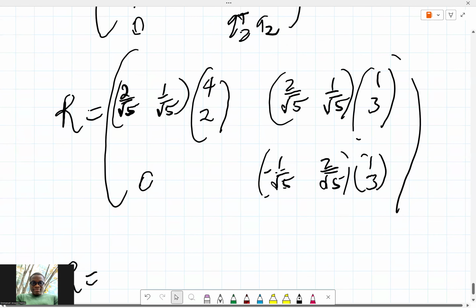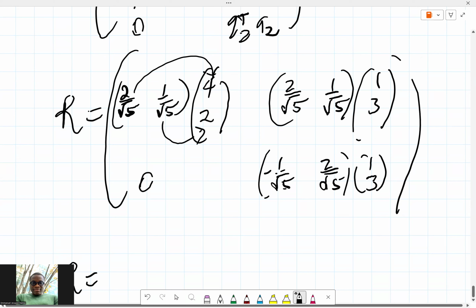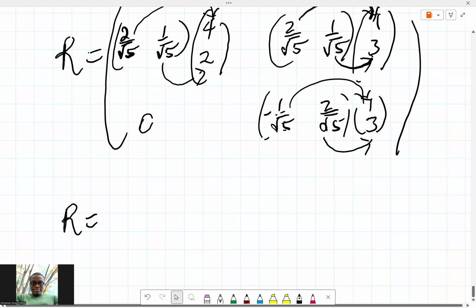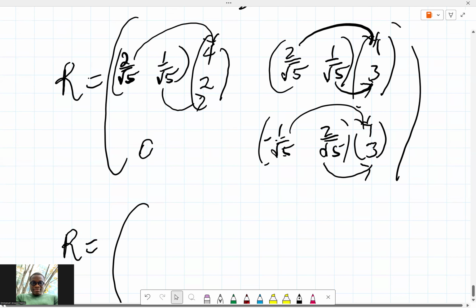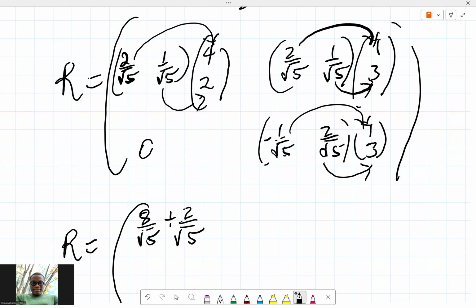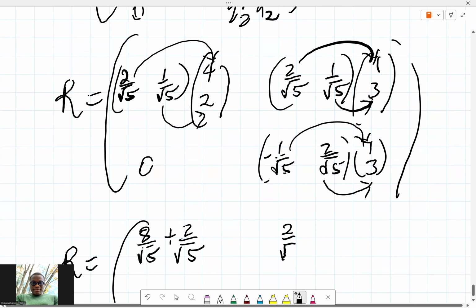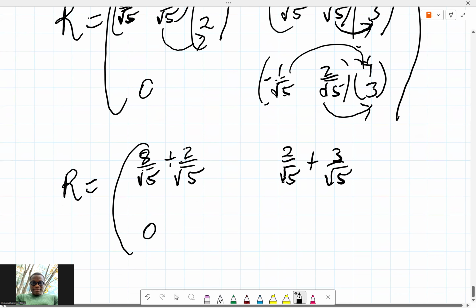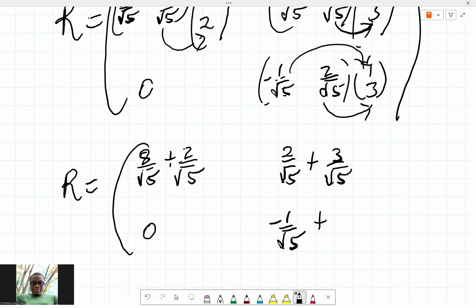This is just easy because 2 over root 5 multiplies 4, 1 over root 5 multiplies 2, 2 over root 5 multiplies 1, 1 over root 5 multiplies 3. Then minus 1 over root 5 multiplies 1, and 2 over root 5 multiplies 3. So let's go for all that. Now we have 4 times 2 over root 5, that's 8 over root 5, plus 2 over root 5. Then 2 over root 5 plus 3 over root 5. Then, of course, this is just 0. And here, this is minus 1 over root 5 times 1, that's minus 1 over root 5, plus 2 times 3, 6. That's 6 over root 5.